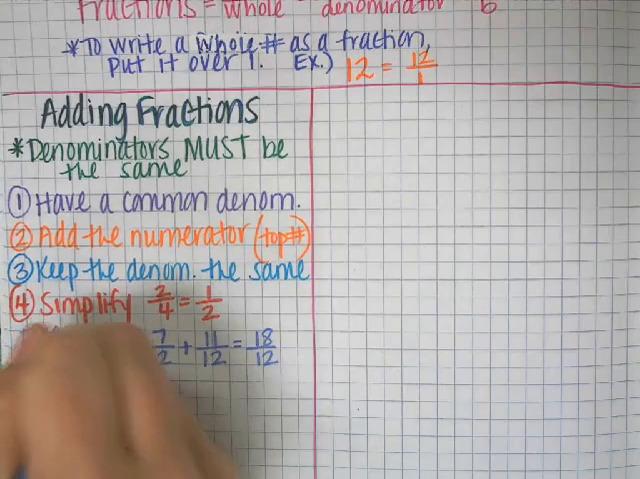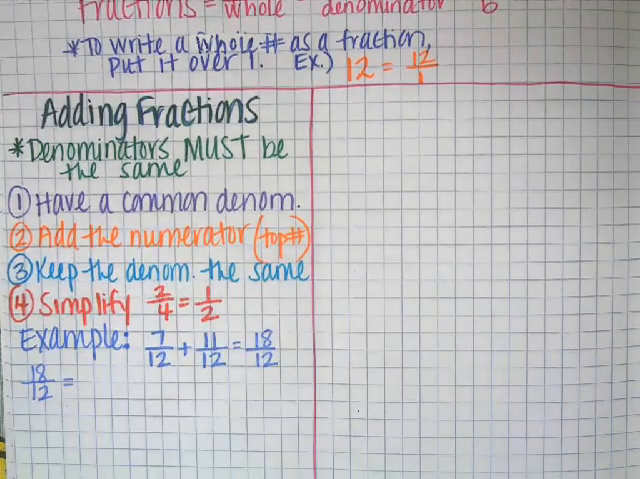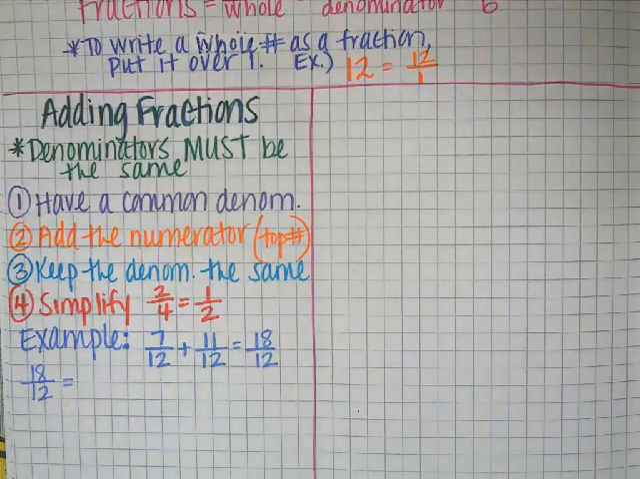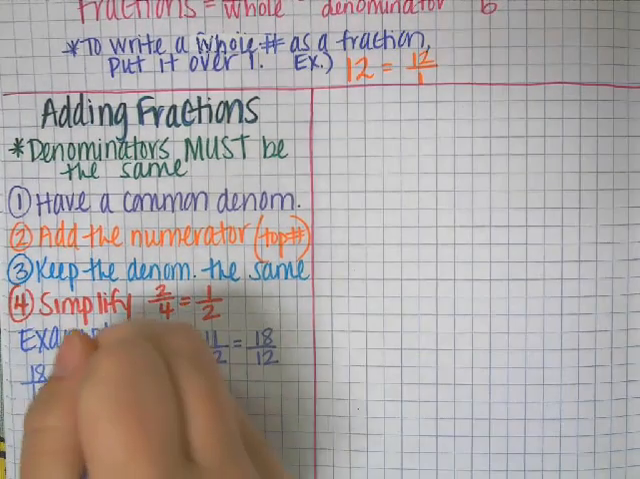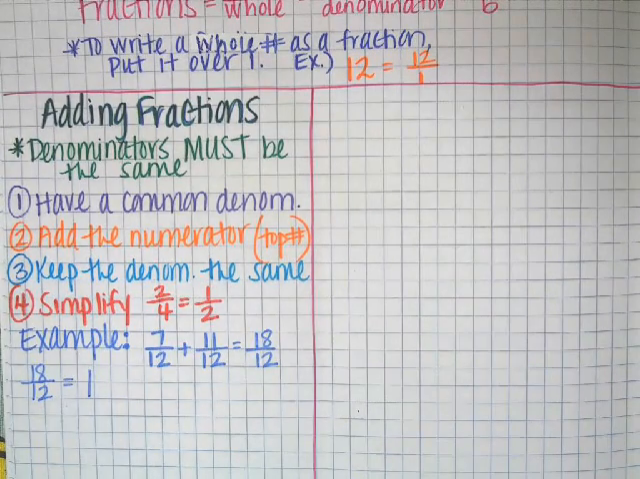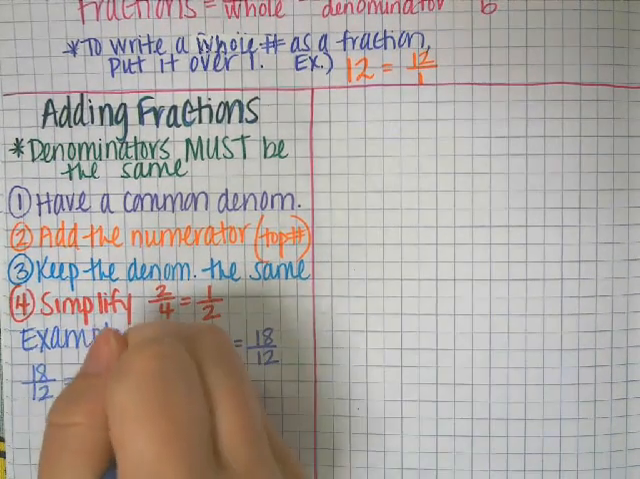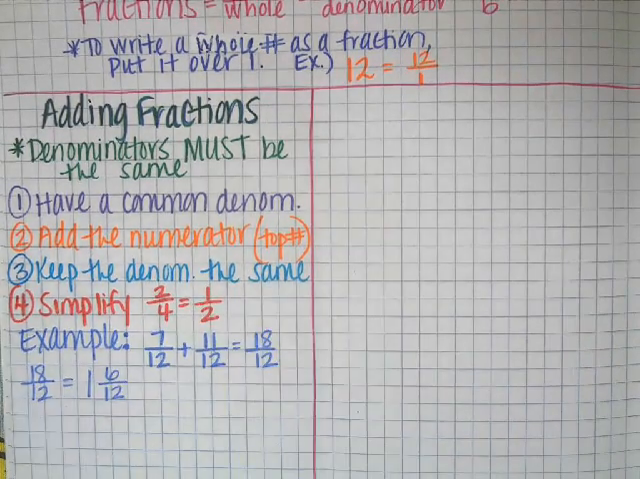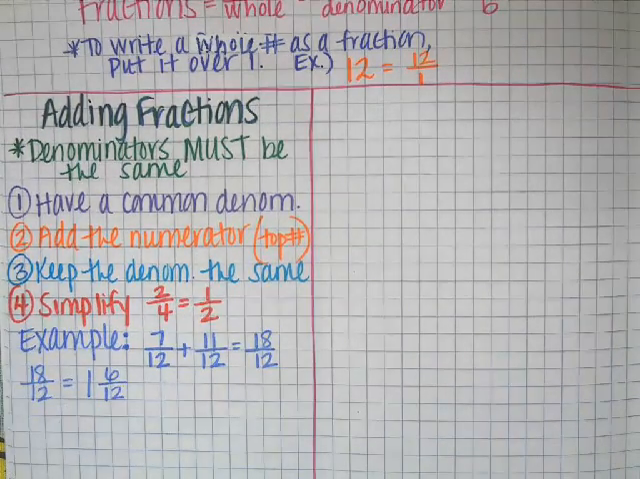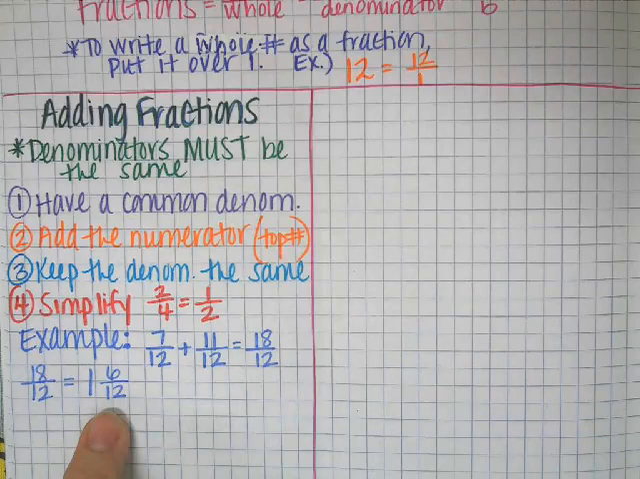What I do want to talk about is 18 over 12. Although it's improper, I want to make sure you understand that we can change it to a mixed number. How many times can 12 go into 18? That's 1. We have 6 left over. That's put into the numerator, and then our denominator stays the same, which is 12. Looking at that answer, 1 and 6 over 12, I realize, hey, I have to do step 4 and simplify.